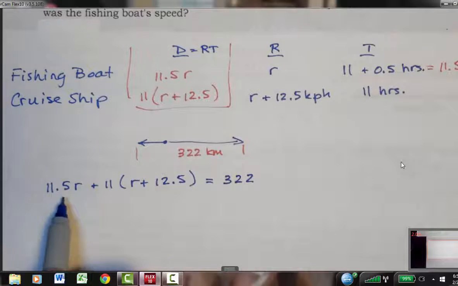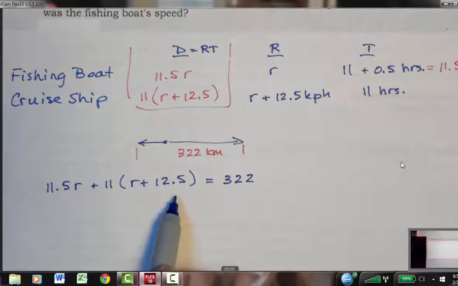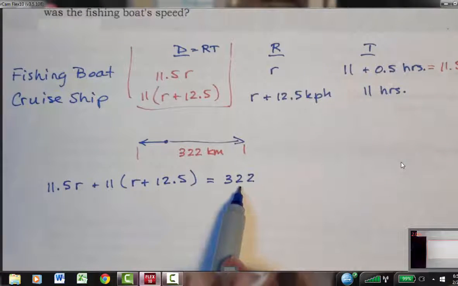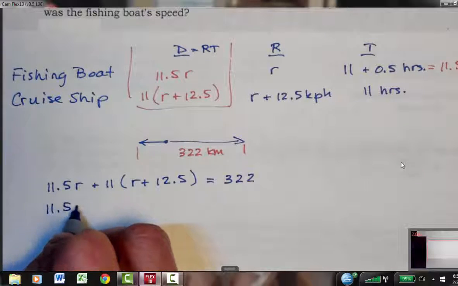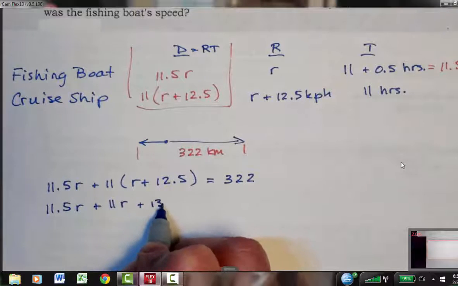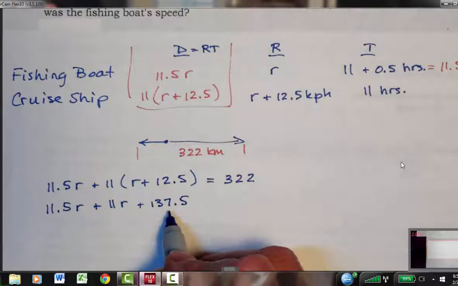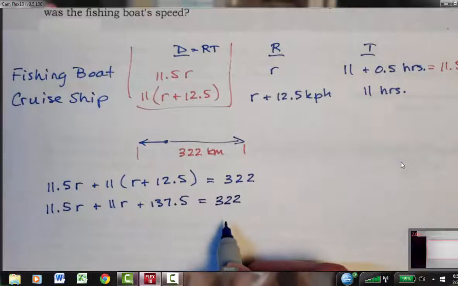So this is the distance that the fishing boat went. This is the distance that the cruise ship went. Together, they're going to end up being 322 kilometers apart from each other. So go ahead and use your distributive property. So you have 11.5 R plus 11 R plus 137.5. 11 times 12.5 is 137.5, equals 322.